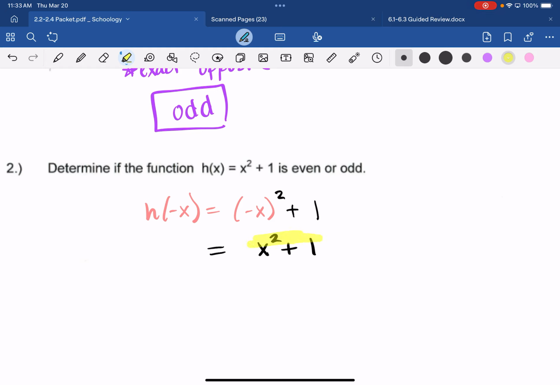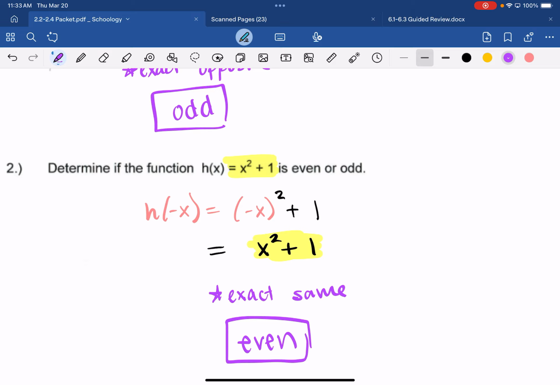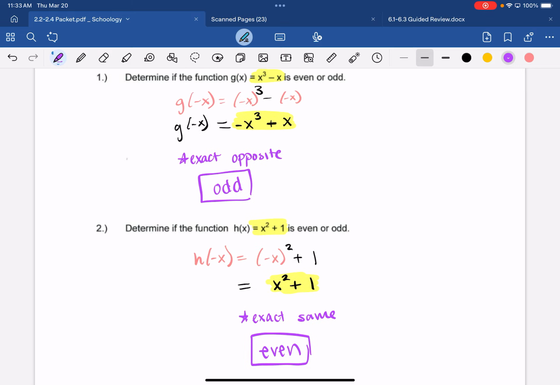Compare what I just got to the original. It's the exact same, right? Everything matches. So this is the exact same, which tells me that it's even. Okay? So let me just zoom out for a second so we can see it all. Both times I plugged in a negative x. When I plugged in the negative x up here, I got the exact opposite. Think signs there. When we talk about opposite things, we're talking about signs. Okay? And then down here was the exact same.